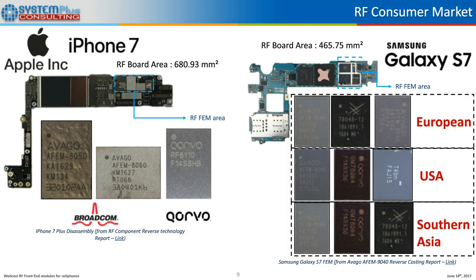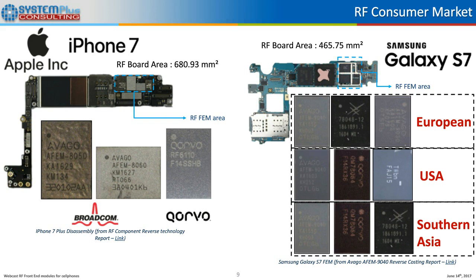After, let's talk about the FEM, the module integration. For the design choice, we can find several choices in the market, from the more expensive and more integrated solution to discrete implementation. For example, Apple used Broadcom and Qorvo in its latest flagship, the iPhone 7 Plus. Avago for the mid and high band, and Qorvo for the low band.